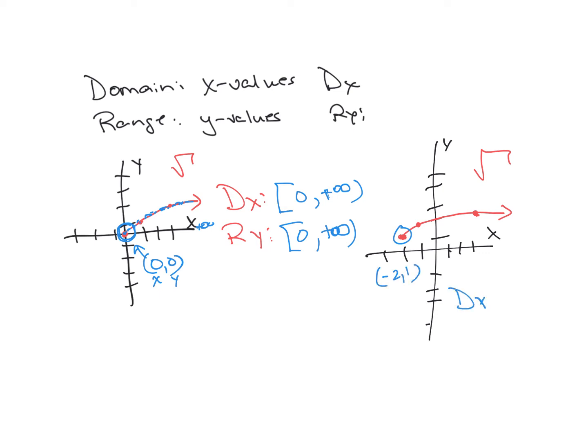So my domain and my range. So my domain is here at my x value. And so it starts at -2. And then it continues to go on to positive infinity. And then my range is my y value. Well, it starts at 1 and it goes on to positive infinity as well.